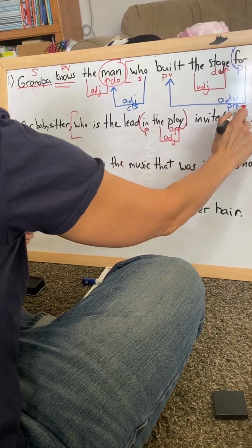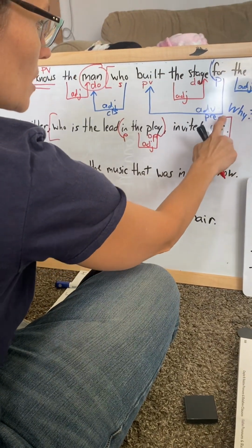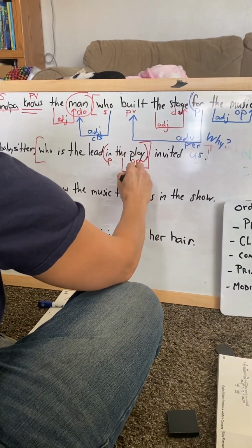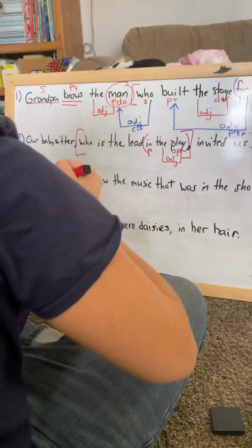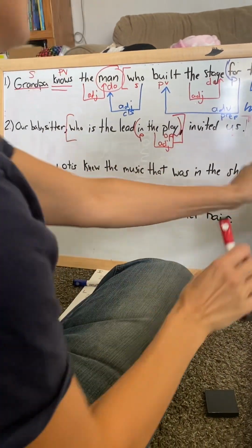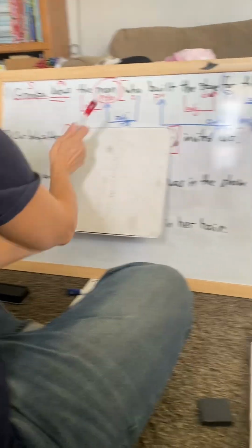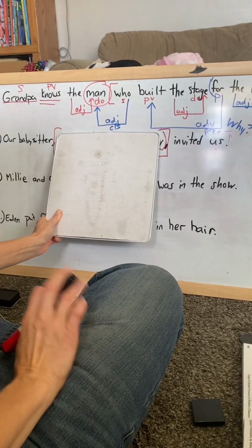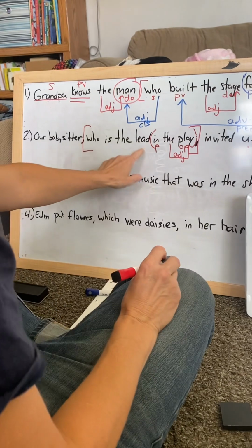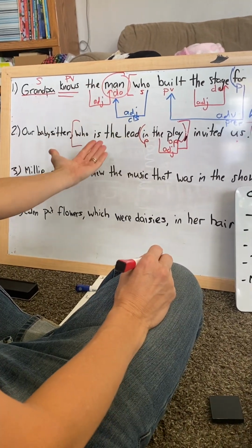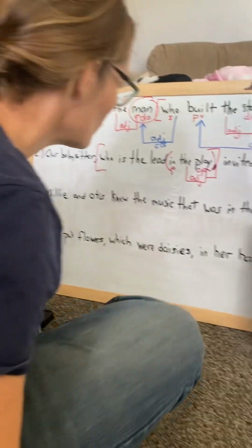So we're going to put this whole thing in brackets. Yeah, there's a comma here. You should be able to take this out and still read your sentence. Our babysitter invited us. That should make a complete sentence on its own. But you can't just take this, who is the lead in the play? That is a subordinate clause. It's not going to work on its own, okay?